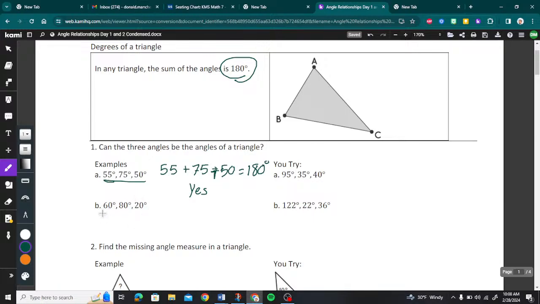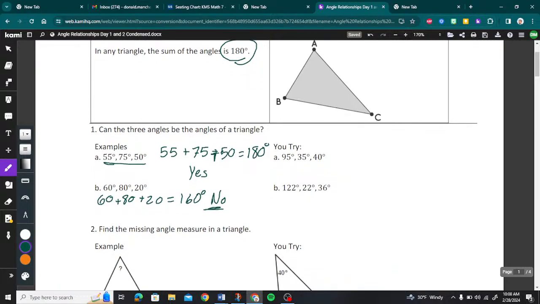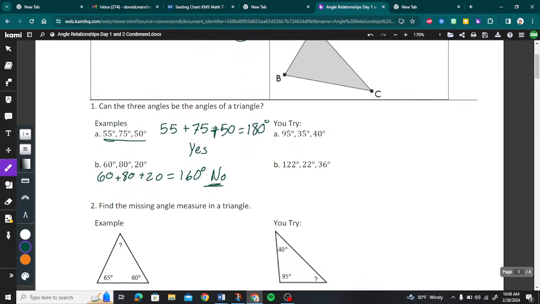Now, 60 plus 80 plus 20, that's only 160. So this is no. These angles can't be the angles of a triangle. And then I give you two problems to try. If you want to, you could pause the video now and try those two problems while this idea is fresh, or you can continue on.